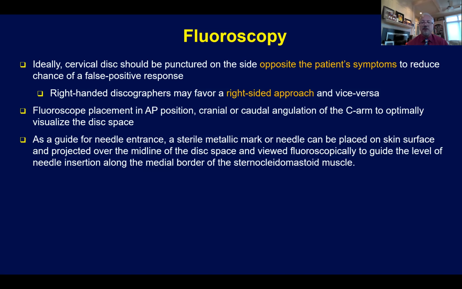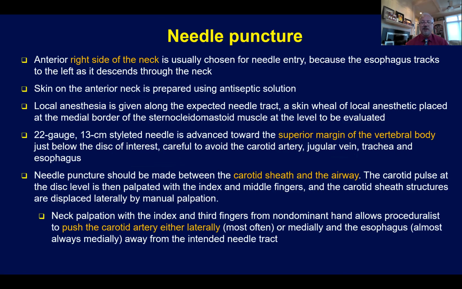We start out with an anterior-posterior fluoroscope. We retract the sternocleidomastoid and the major vascular structures laterally, and we enter at a 30 to 45 degree angle from the skin, as will be seen. The right side of the neck is typically chosen. A 22 gauge, pretty much standard 3.5 inch stylleted Quincke type cutting needle is advanced towards the superior margin of the vertebral body, just below the disc of interest. Careful to avoid, of course, the carotid, the jugular, the trachea, and the esophagus.